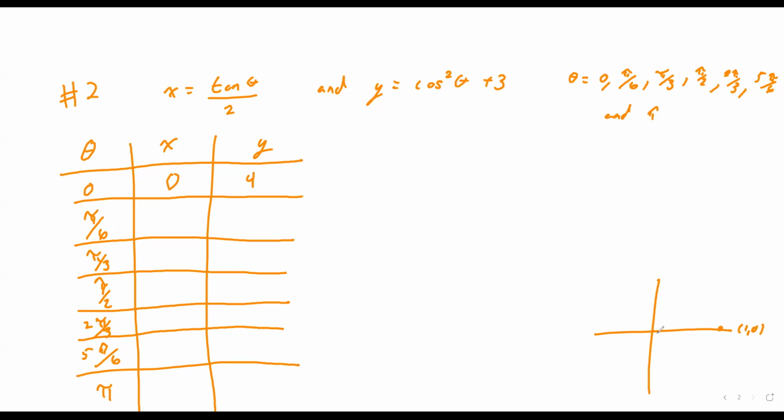Pi over 6, I'll just locate it right here, would be the square root of 3 over 2, and 1/2. 1/2, keep, change, flip would be 1 over the square root of 3. Divide it by 2, so that gives you 1 over 2 square roots of 3. How could they want you to be? Oh, they want you to rationalize that.